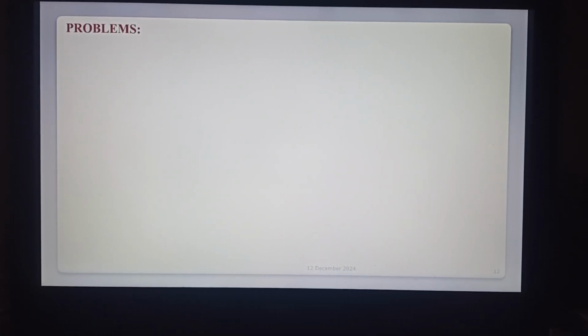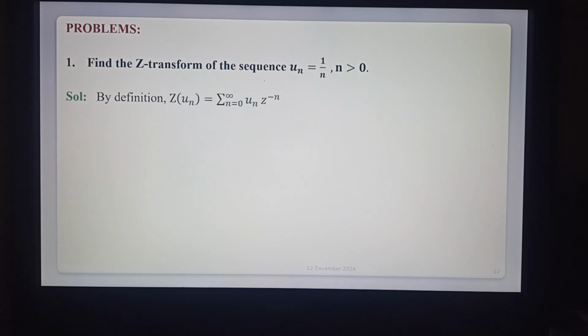Hi students, today in this lecture we are discussing the topic: problems on Z transform. In the previous lecture we were discussing the basic formulas of the Z transform of a given sequence. So now we will do the problems on Z transform. First one: find the Z transform of the sequence u(n) = 1/n, where n is greater than 0.